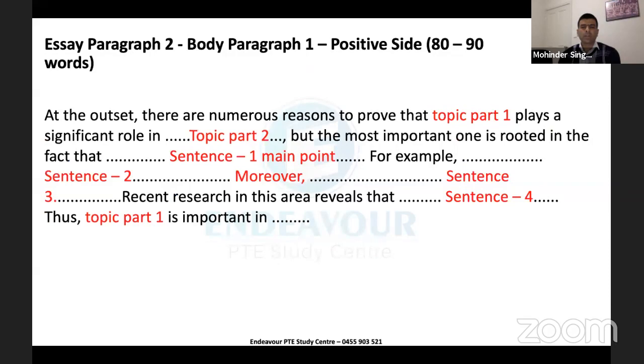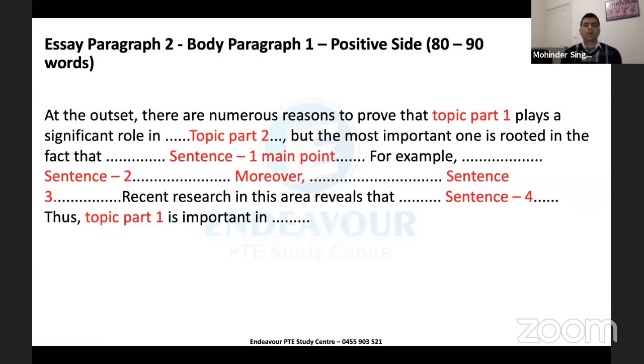But most people will struggle to fit as many ideas here, and you are not required to write more than three sentences here in total. So one topic sentence, the main sentence, and then a for example sentence, and probably one sentence in between, where you either write a moreover one, or a recent research in this area one, and then you write the last sentence with thus, and conclude.